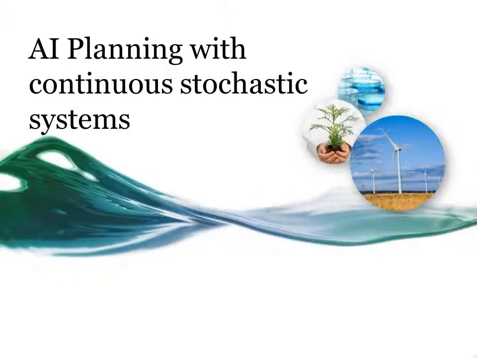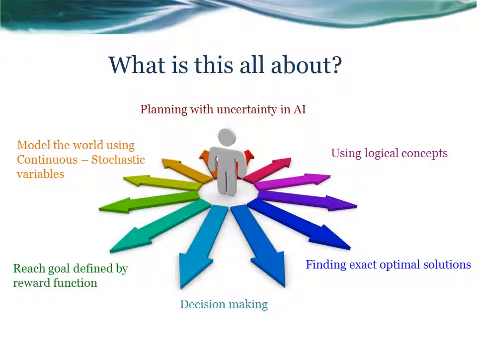Hi everyone. This video is about performing artificial planning. Our goal here is to come up with a plan or a sequence of actions when we have uncertainty in our world. And the world can naturally be modeled using continuous variables.